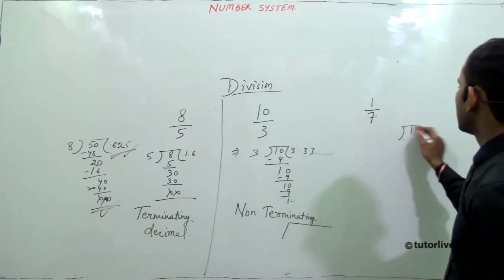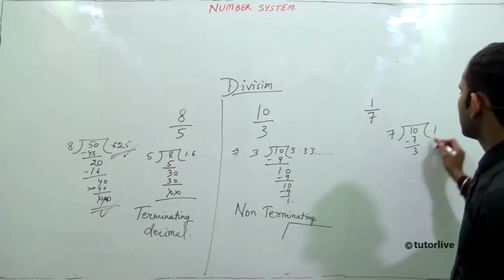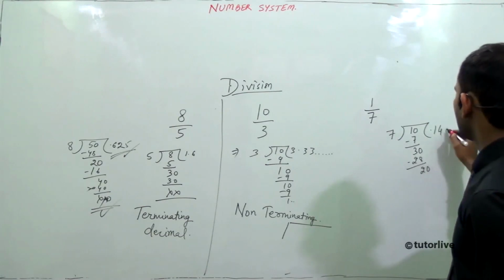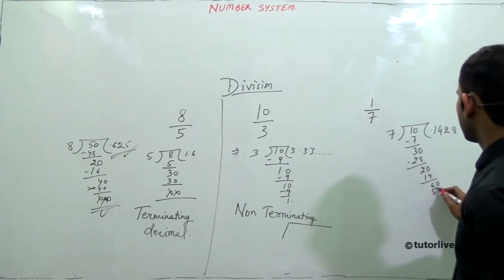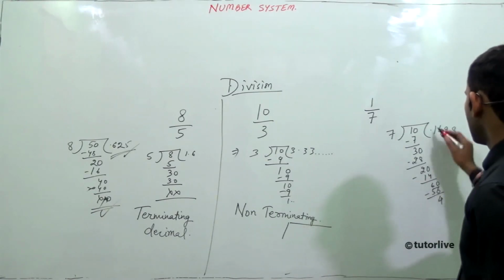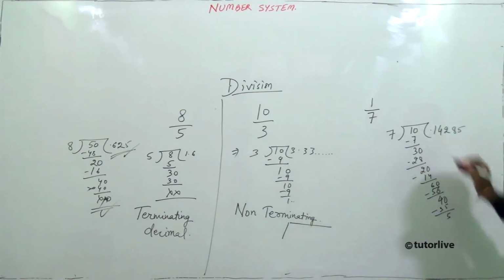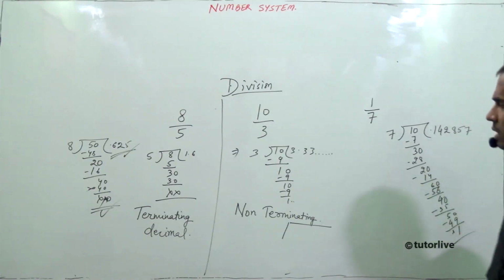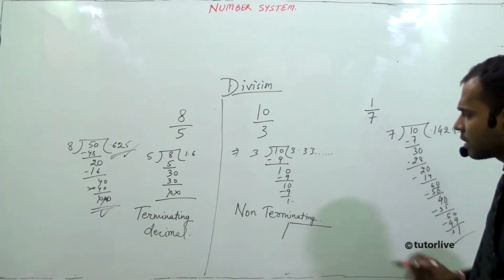1 divided by 7, decimal 0, 1 times 7 is 7, remainder 3, decimal 0, 4 times 7 is 28, remainder 2, decimal 0, 2 times 7 is 14, remainder 6, decimal 0, 8 times 7 is 56, remainder 4, decimal 0, 5 times 7 is 35, remainder 5, decimal 0, 7 times 7 is 49, and again it is here again, right? So what is happening? It's just moving on and on.